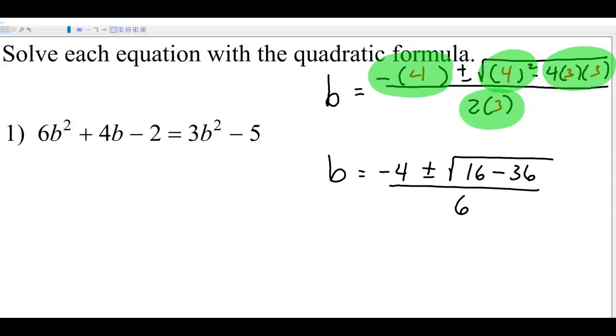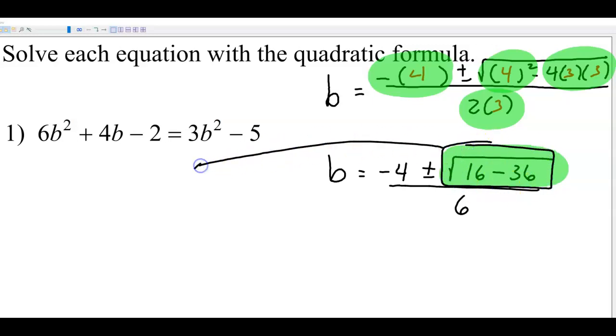The next thing that we did yesterday, we took care of this guy here. And what I've encouraged you guys to do is just to do that off to the side. So I'm going to do that over here. All right, so 16 take away 36 is negative 20.